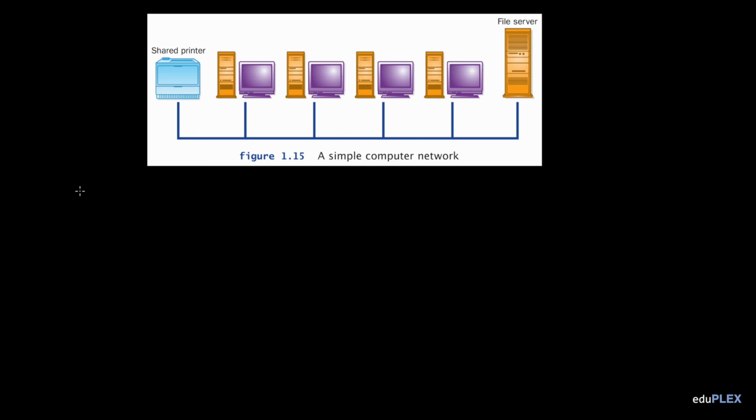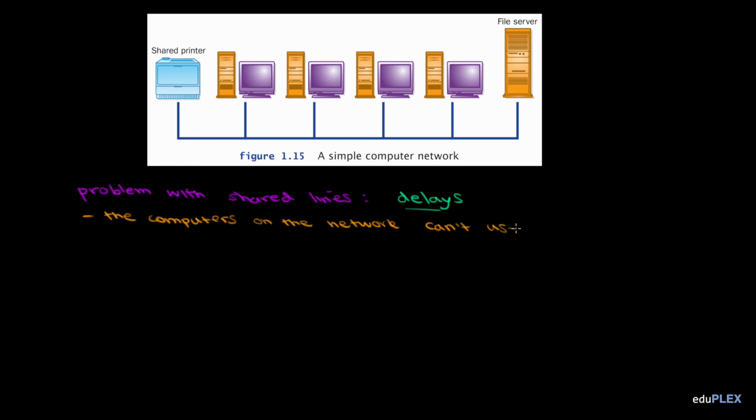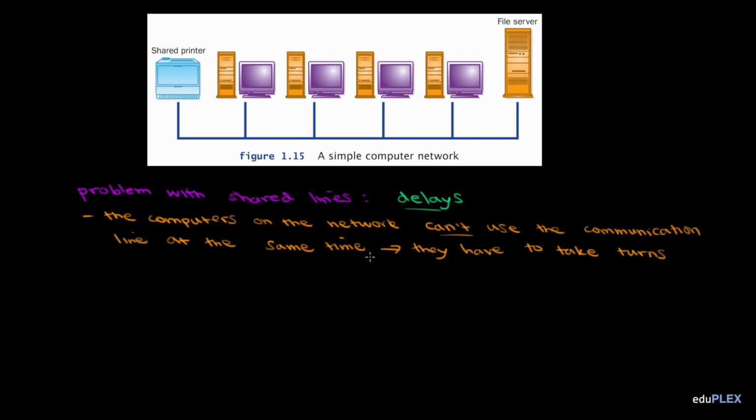There is a problem, however, with shared lines: delays. The computers on the network can't use the communication line at the same time. They have to take turns, so if everyone's trying to send something at the same time, it'll take a while. Well, what if we had a situation where someone's sending a really large file? Let's go ahead and try to visualize this.